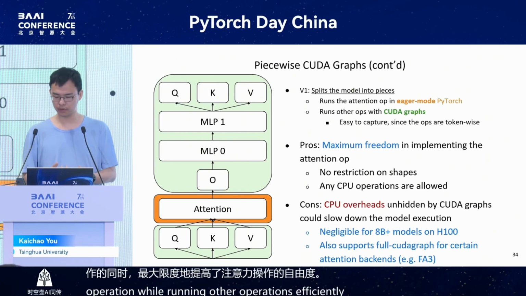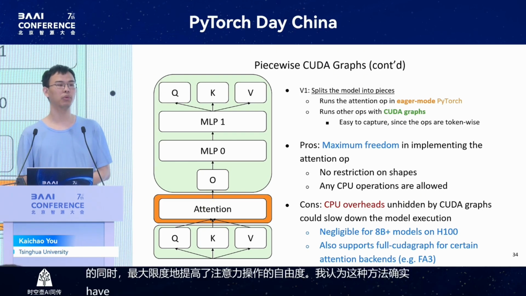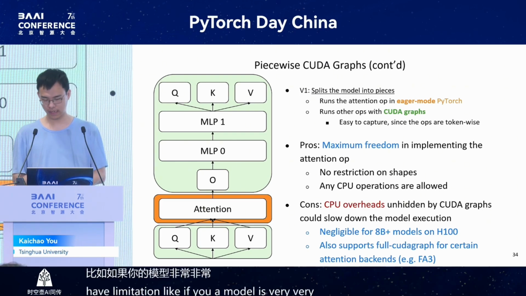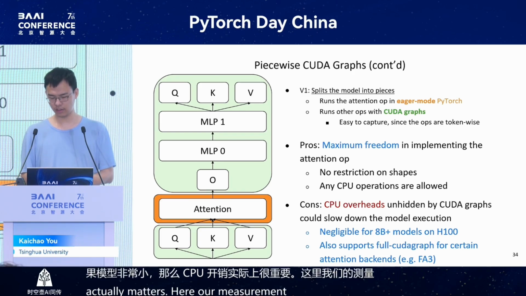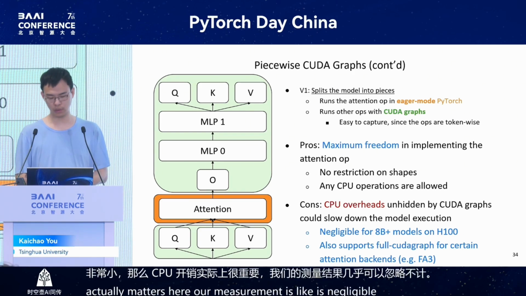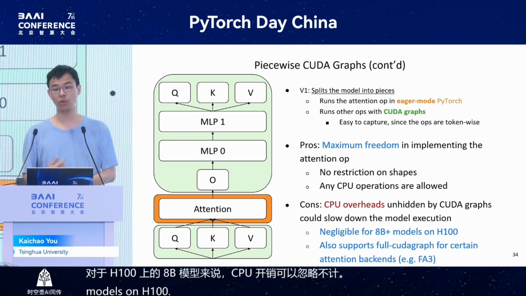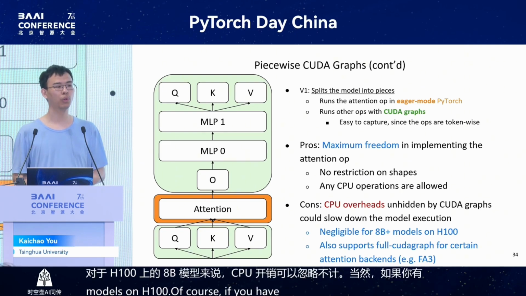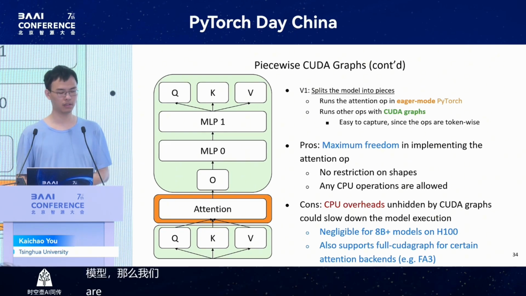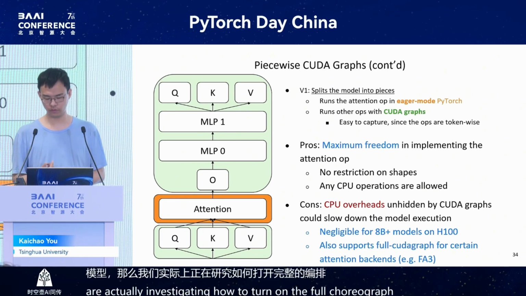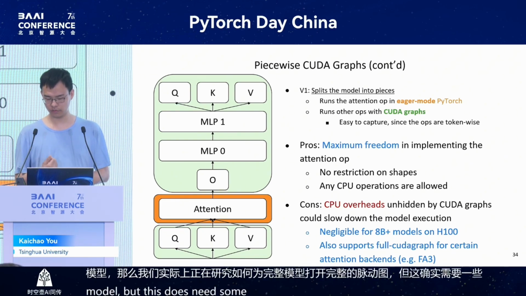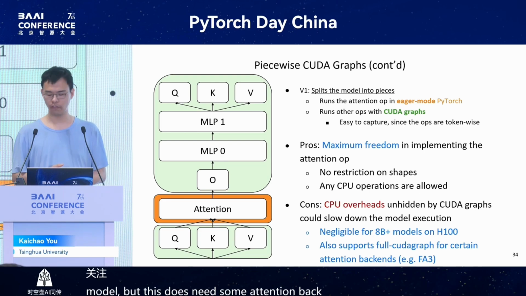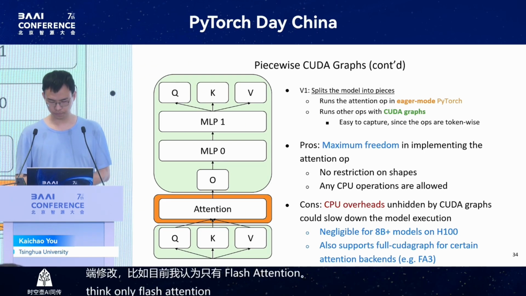I think this approach does have limitations. If your model is very, very small, then CPU overhead actually matters. Our measurement is that it is negligible for 8B models on H100. Of course, if you have smaller models, then this matters. So we are actively investigating how to turn on the full CUDA graph for the full model. But this does need some attention backend modification. Currently, I think only Flash Attention 3 supports it.